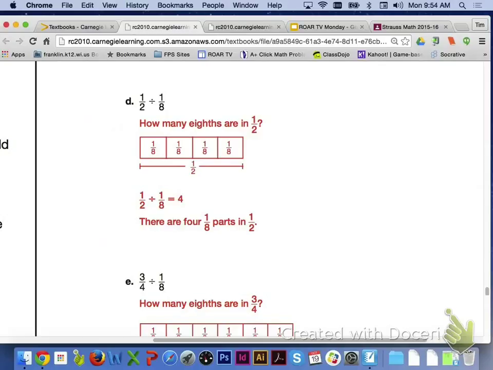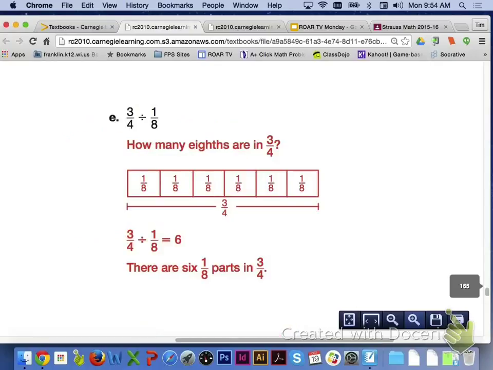For letter D, I have 1/2 divided by 1/8. So how many eighths are in 1/2? My diagram is shown. 1/2 divided by 1/8 is going to be 4. There are 4 1/8 parts in 1/2. And finally, for letter E, 3/4 divided by 1/8. How many eighths are in 3/4? My diagram is shown. 3/4 divided by 1/8 is going to be 6. So there are 6 1/8 parts in 3/4.